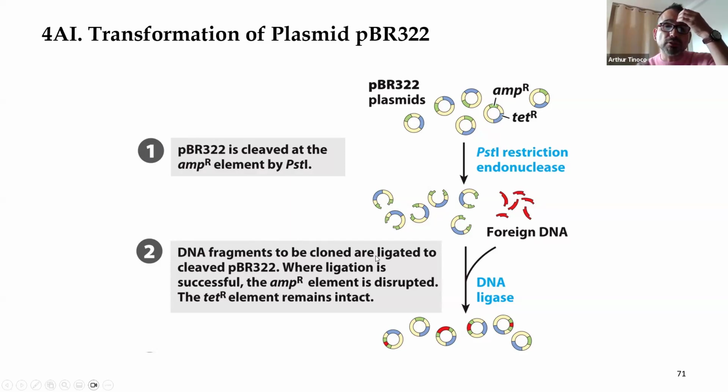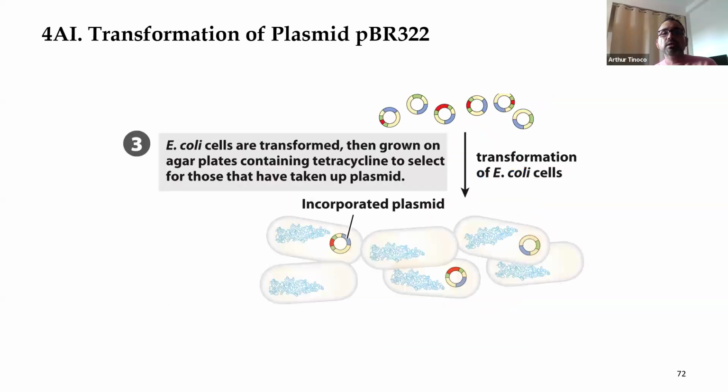So the DNA fragments will be ligated to the cleaved pBR322. Where ligation is successful is in the location where we had the gene for ampicillin resistance. Because now you're inserting that foreign DNA there, you lose that ampicillin resistance. But what do you retain? These particular plasmids retain their tetracycline resistance. So that's something you can take advantage of. Okay, so now you have this recombinant plasmid.